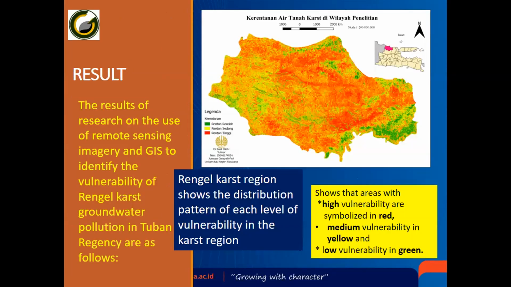In my research, this is the Rengel karst region, which shows the distribution pattern of each level of vulnerability in the karst region. High vulnerability is symbolized in red, medium vulnerability in yellow, and finally low vulnerability with the symbol of green.